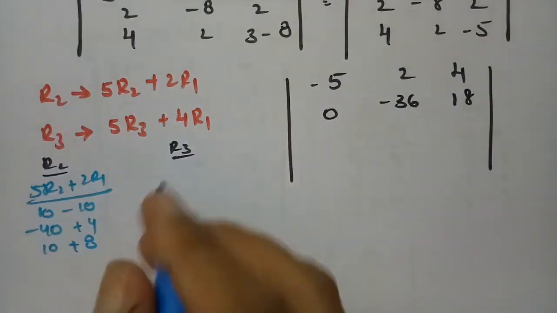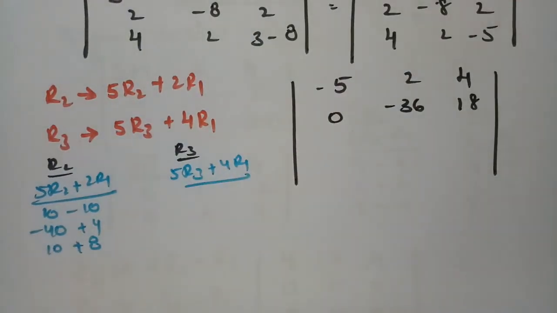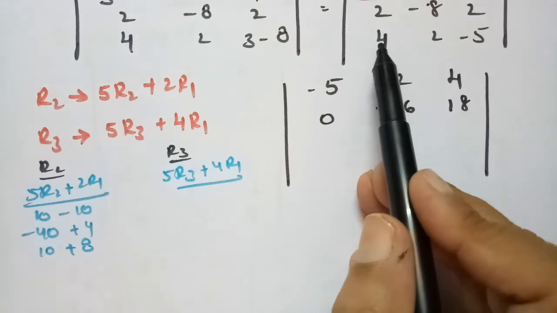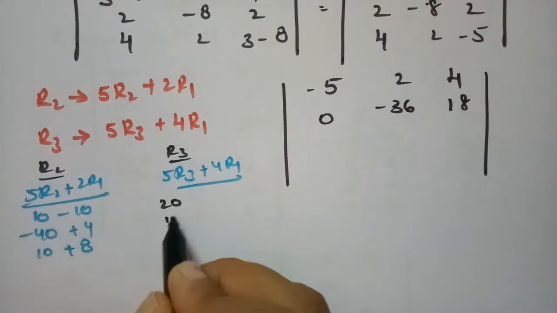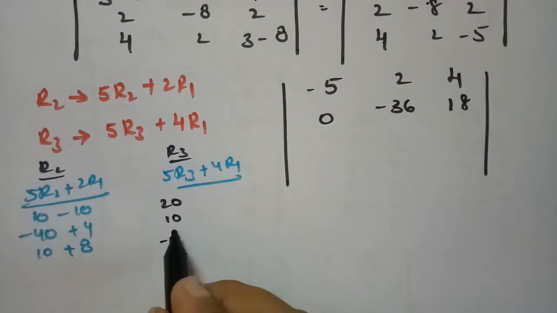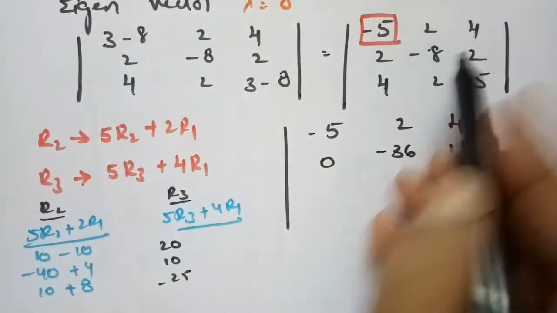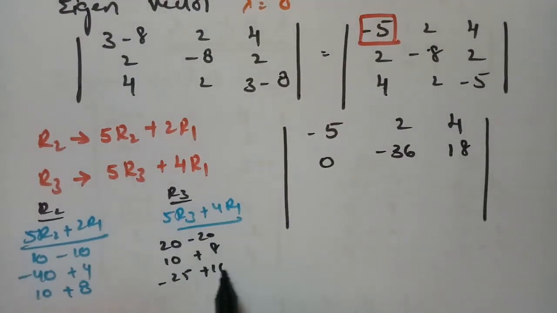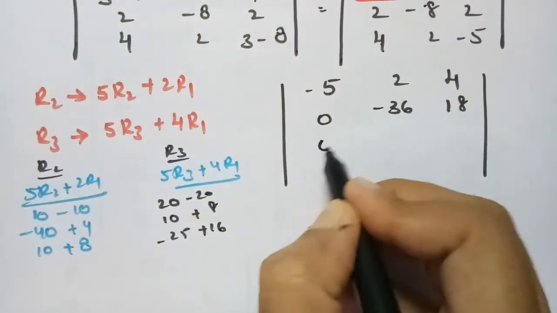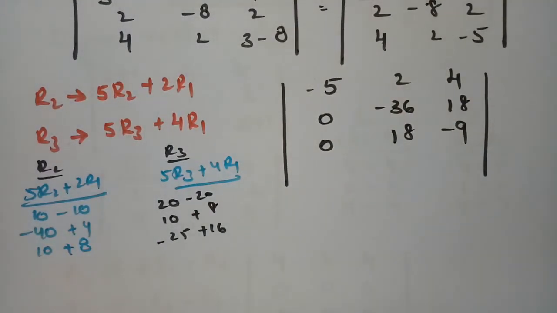R3 will be 5 R3 plus 4 R1. We have to multiply R3 with 5. So 5 times 4 is 20, 5 times 2 is 10, and this is minus 25. And we multiply row 1 with 4. So this will be minus 20 plus 8, and this is 16, so this will be 0, this is 18, and this is minus 9.